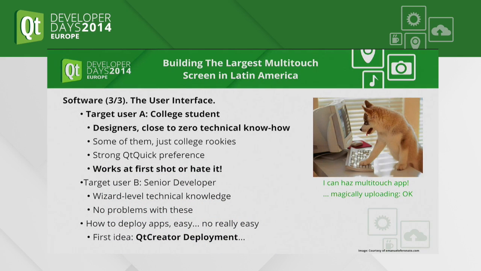So the last part we did was the user interface thing. And even when it seemed like the easy part, it was the hardest part. We went into OpenCV, machine vision, network stuff, dissecting network stacks, and said, well, the user interface is the easiest part of this. But it turned out not to be, because we had two targets. Target B is us, the developers, senior developers, junior developers. They have wizard level technical knowledge. They have no problems here.